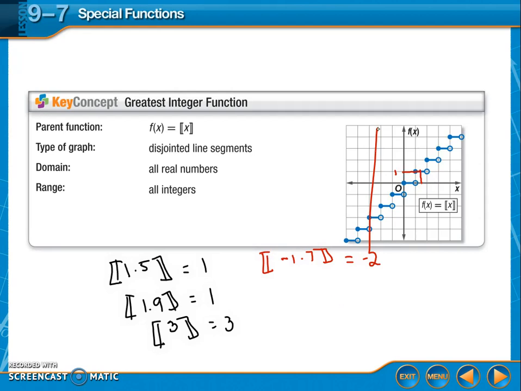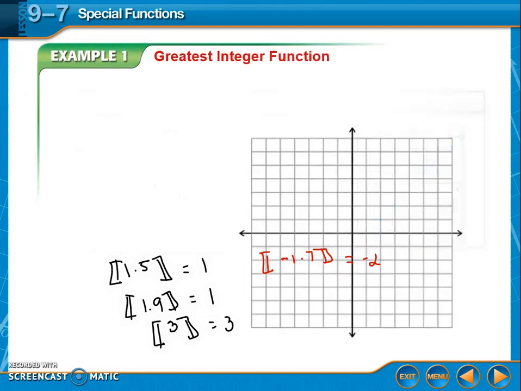The range, however, is just all integers, right? Because I can't draw a line everywhere along y and hit it. If I were to draw a line at negative 1.5, there is no y value that gives you negative 1.5. They're all integers. So the domain is all real numbers and the range is all integers.